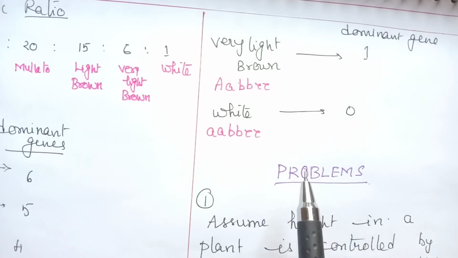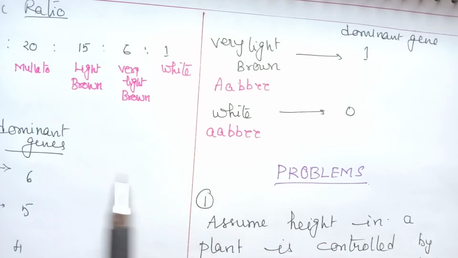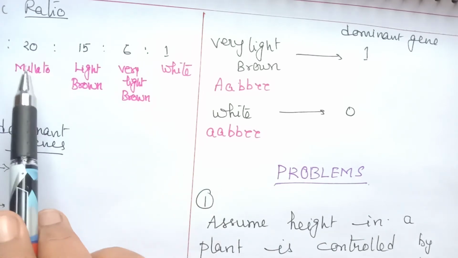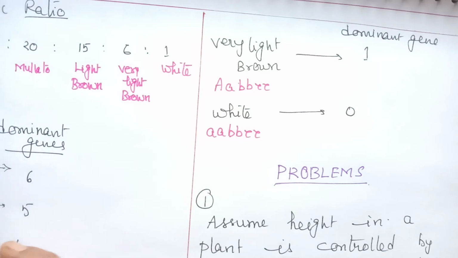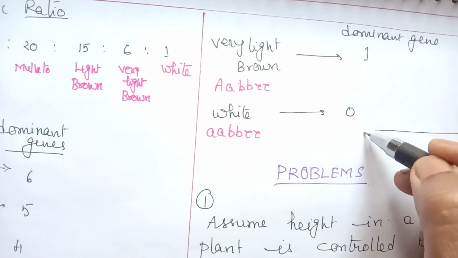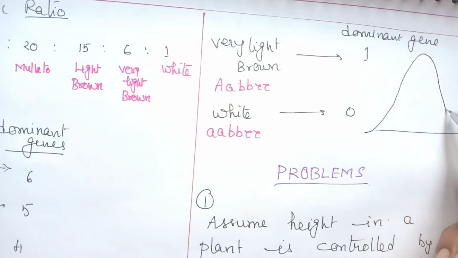So we find a range of skin color. We get a peak of 20 for mulatto, with a gradual increase towards it. If we try to draw a bar graph, we get this type of curve for skin color.